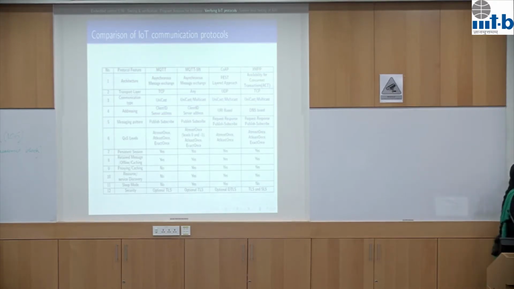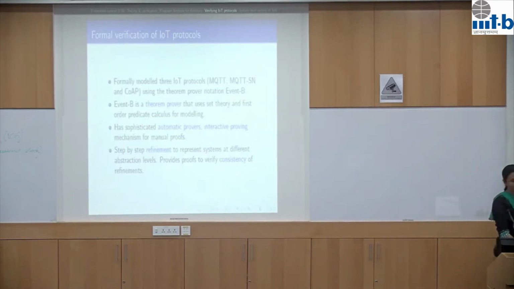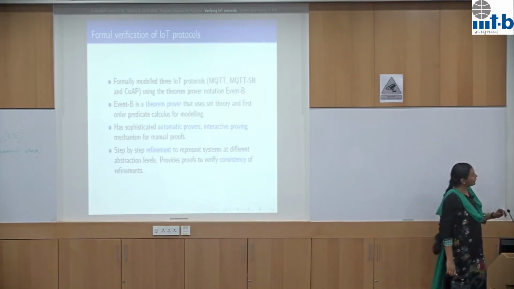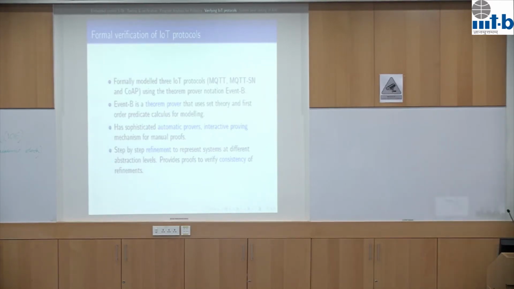Persistence means the ability to retain data. Proxying and caching are all related to persistence, and a few other things. We did this study and found out what supports what. For example, all of them support persistent session. MQTT supports only unicast. Unicast is point to point, whereas the rest support multicast also. This helped us compare the features of the protocols, and then we did an elaborate modeling exercise in a particular theorem prover called Event-B.